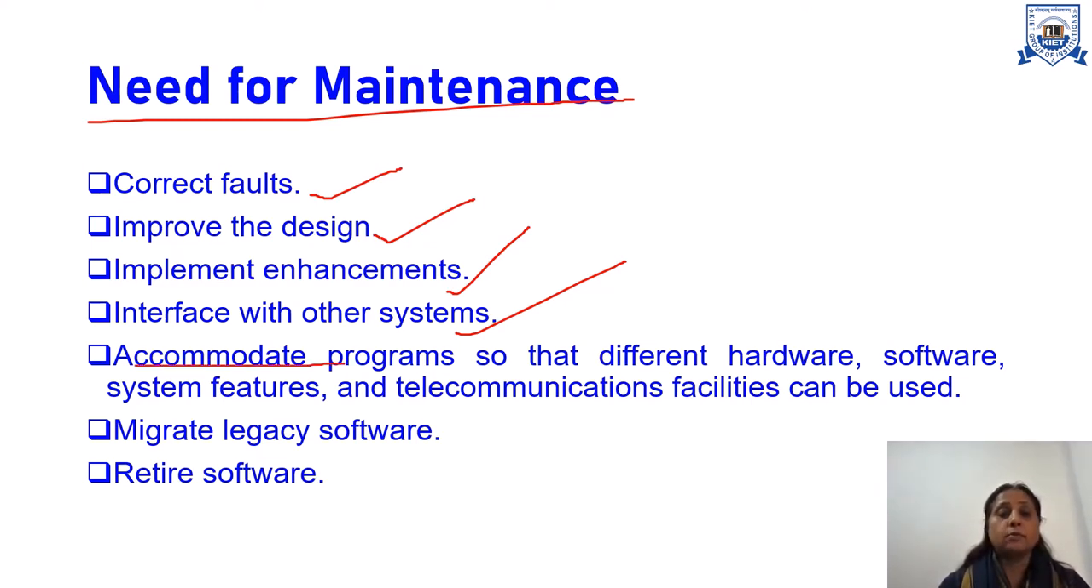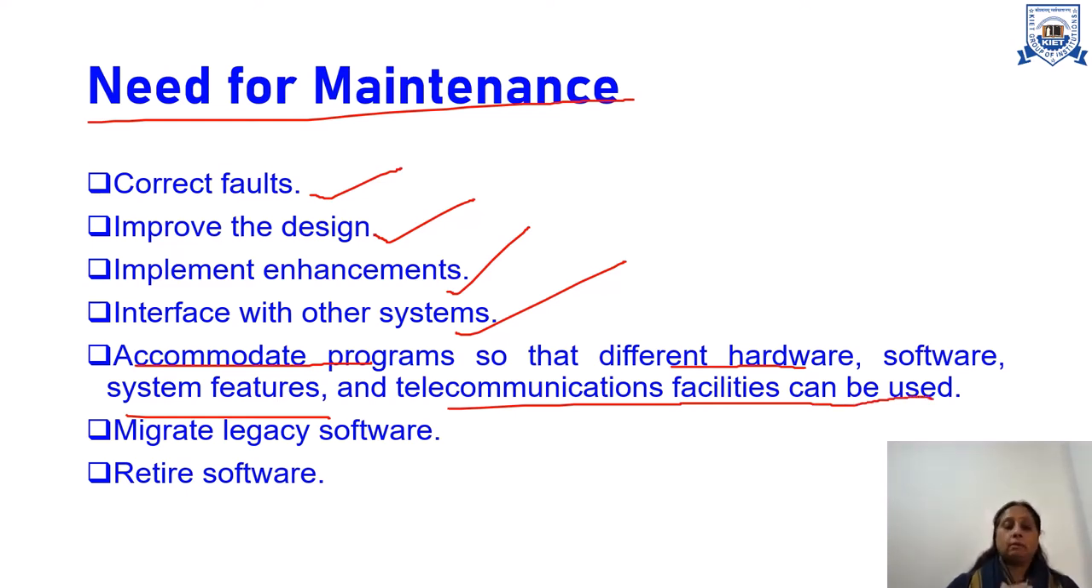Accommodate programs so that different hardware and software system features and telecommunications facilities can be used. We can add programs so that different types of hardware will use our software, or we can add some software features to make it platform independent. Any facilities we can add in the maintenance phase.